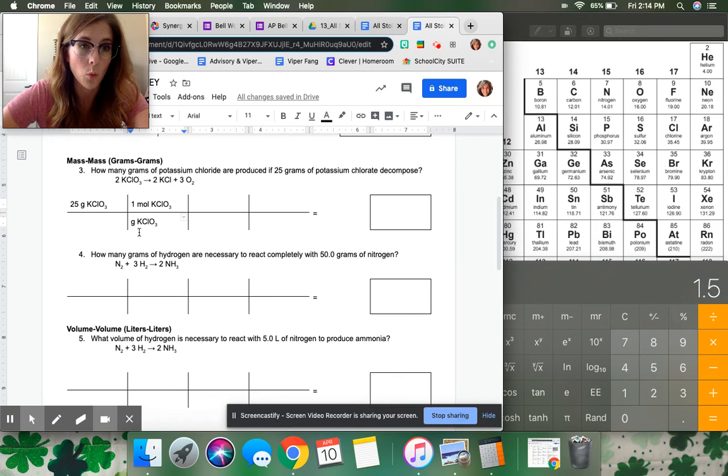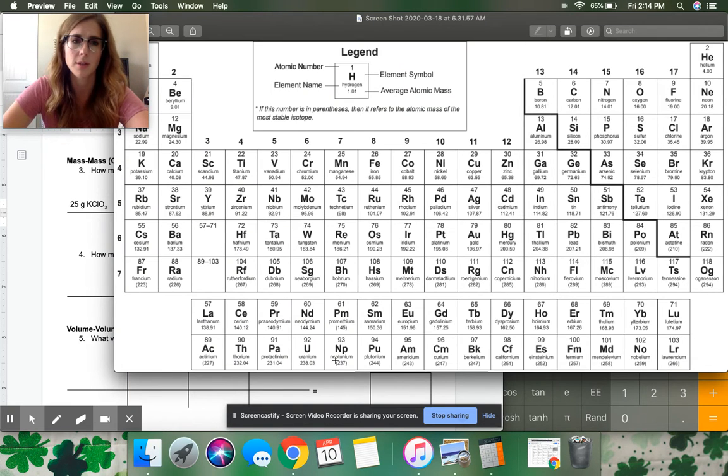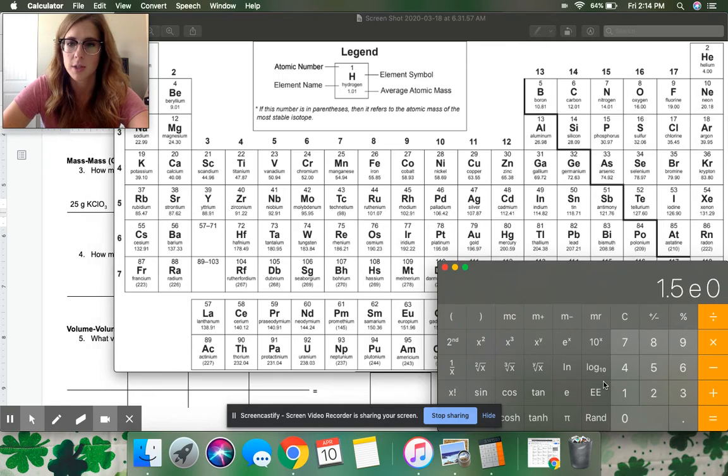So we're going to take 1 potassium plus 1 chlorine plus 3 oxygens, okay? So we take a look at the periodic table. Potassium is 39.10, chlorine is 35.45, and oxygen is 16. Now don't forget we have to multiply oxygen by 3. Okay, so we're going to say, let's clear this out.